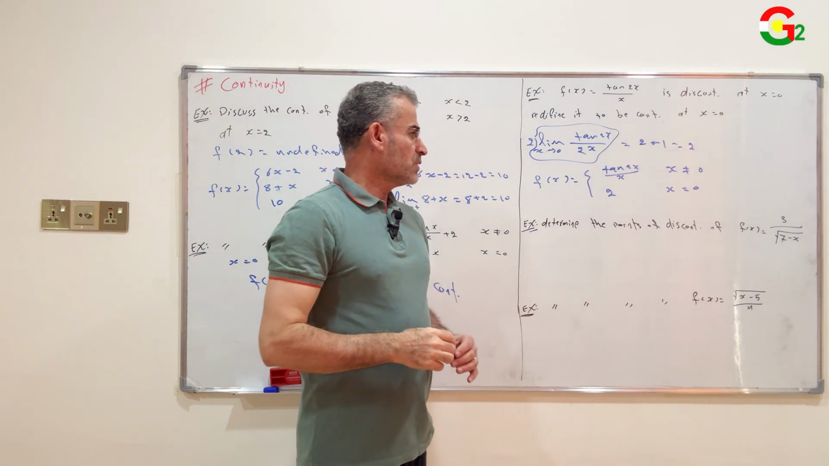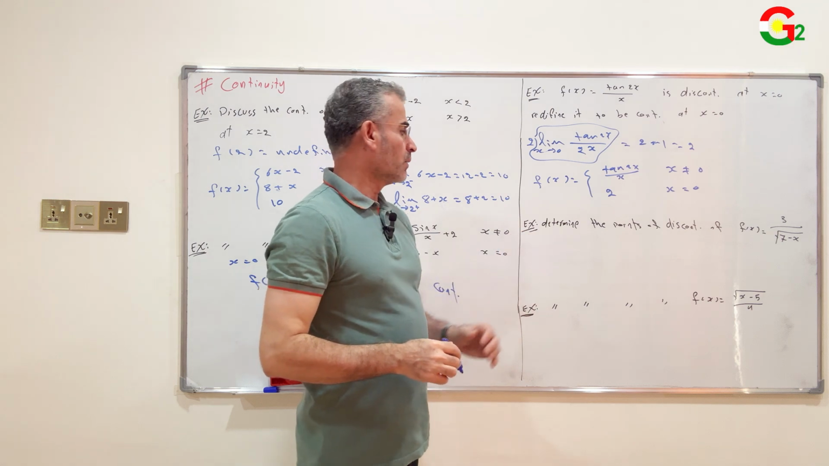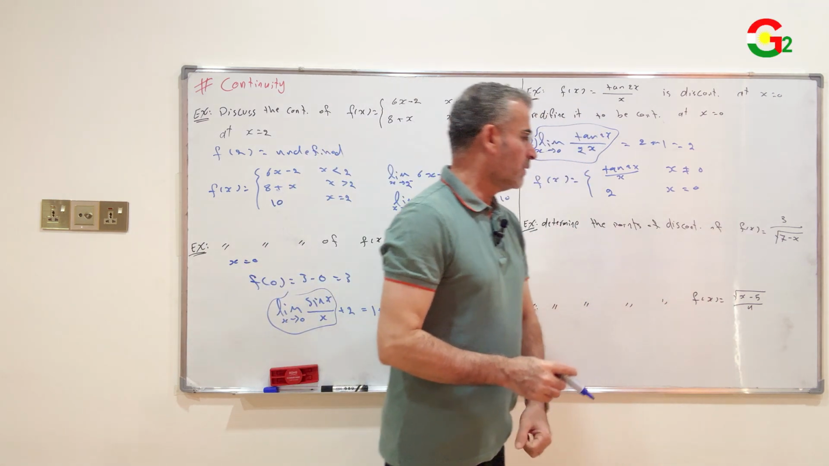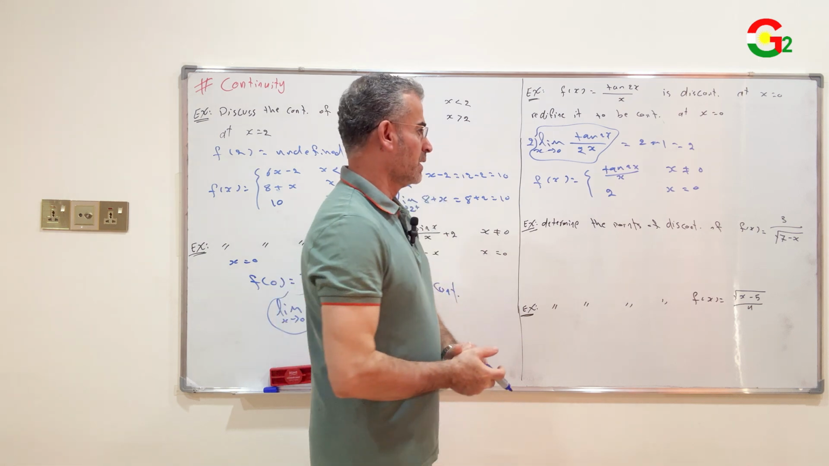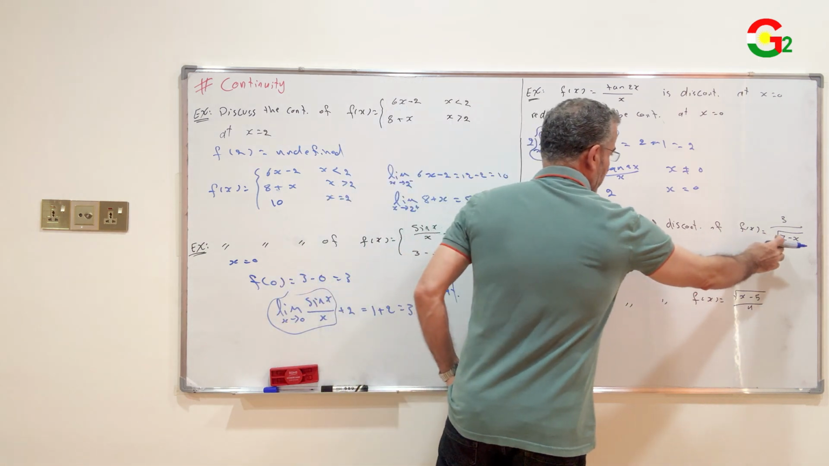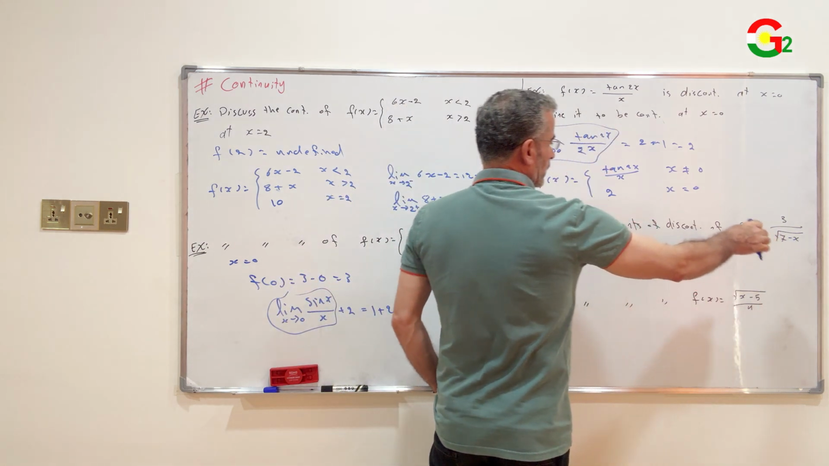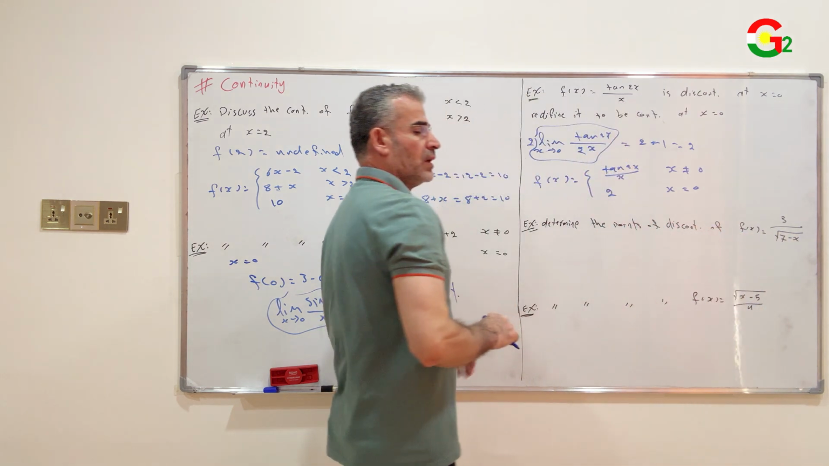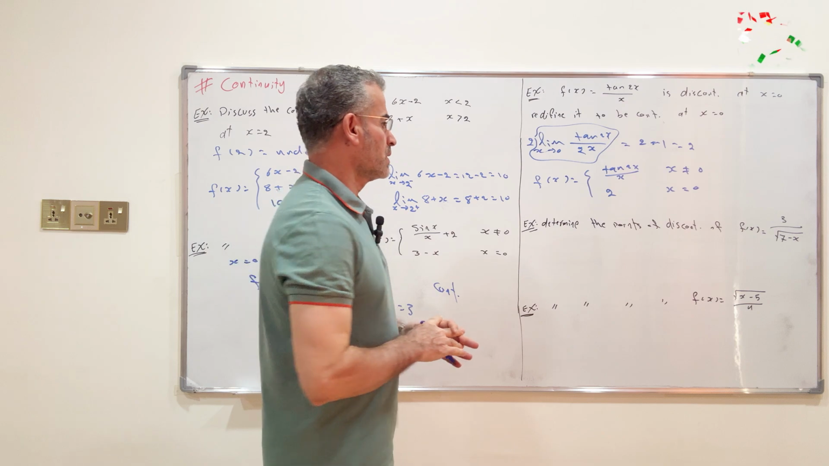Determine the points of discontinuity. Example: determine the points of discontinuity of this function, 3 over square root of 7 minus x. The point of discontinuity is the point that makes 7 minus x less than 0 or equal to 0.